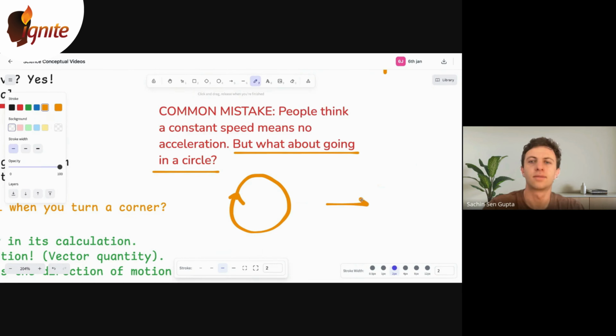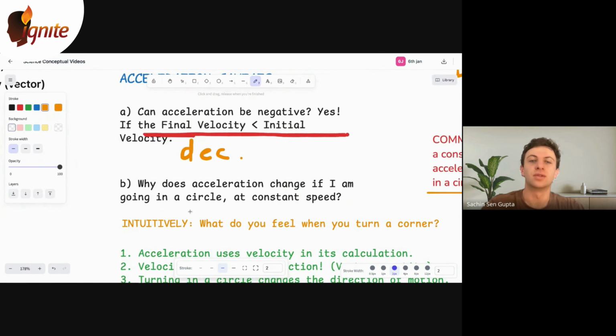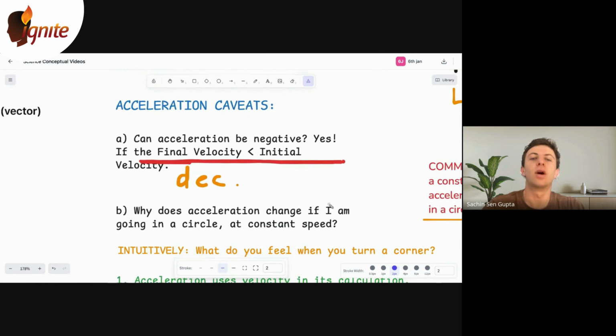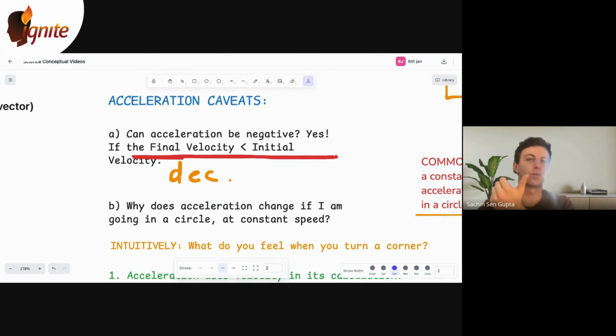Right? Yeah. Sort of continuously changing the direction. So the actual question is, why does acceleration change if I'm going in a circle at a constant speed? Intuitively, before I even go to the answer, what do you feel when you turn a corner on a roundabout? You know how you get sent one way or the other way? Because there's a change in direction, right?